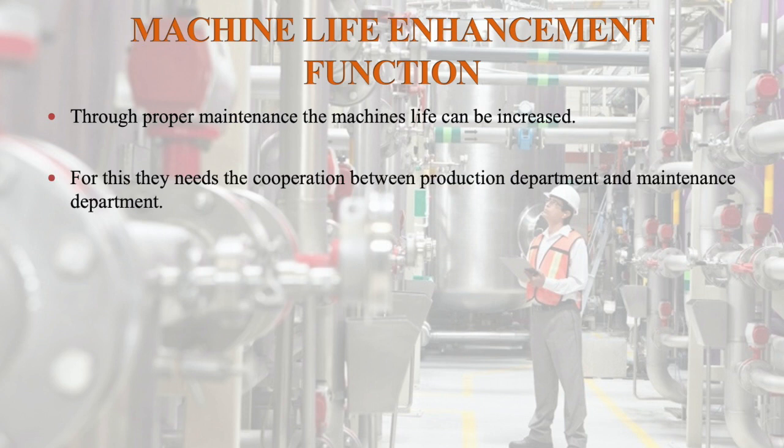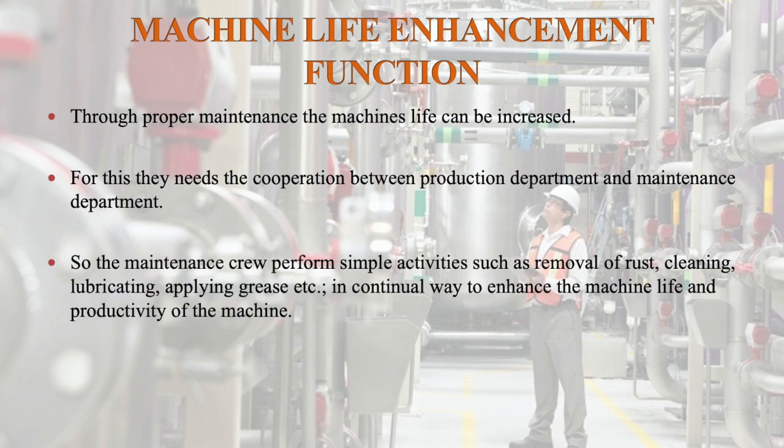For this, there needs to be cooperation between the production department and maintenance department. So the maintenance crew perform simple activities such as removal of rust, cleaning, lubricating, applying grease, etc. in a continual way to enhance the machine life, and productivity of the machine will be increased. Learners, the next maintenance function is installation, erection, and commissioning function.